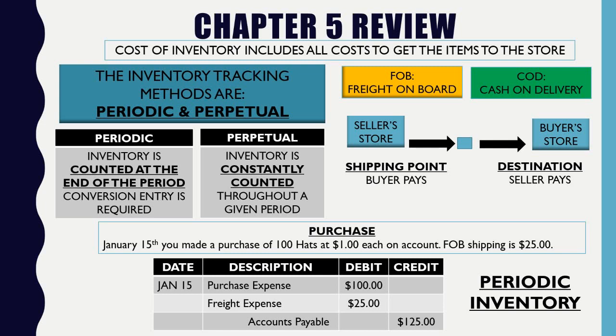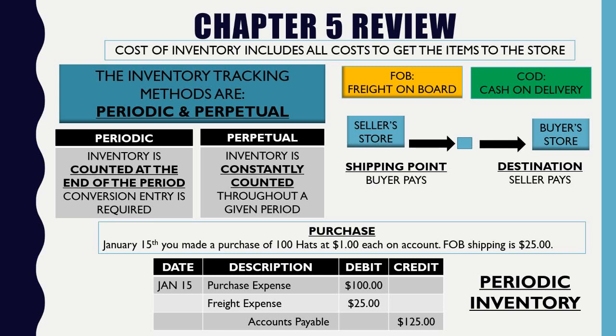Except for periodic, I want you to recognize when we're dealing with periodic inventory, how do you journalize it? Right down below. We journalize it as if it's an expense. So down below here, I have purchase expense and freight expense. Okay? Other things that you may need to know here is what are the different types of shipping? How is the shipping handled? Who pays for what? Who owns what?